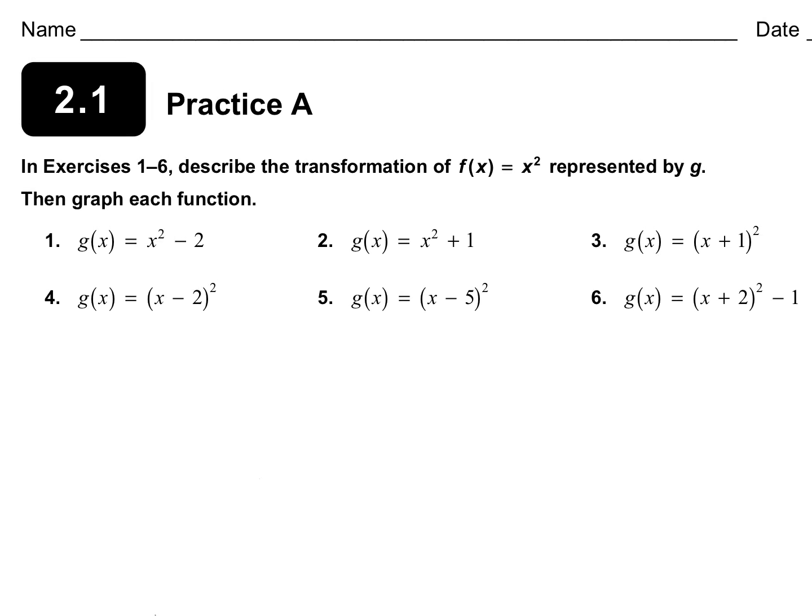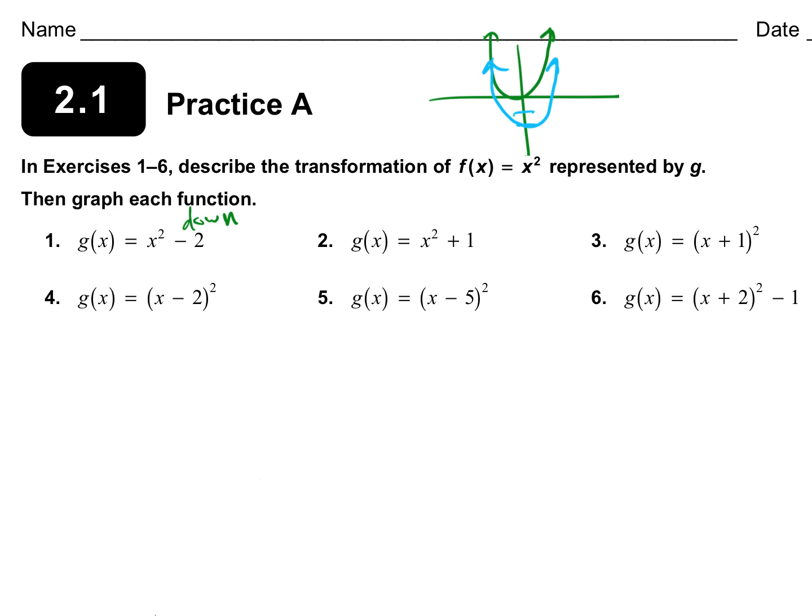So let's go through our transformations. For number 1, if we're subtracting 2 on the outside, which way are we moving? Down 2. So we would take our parent function graph and just shift it down 2. Our vertex and everything would just move down 2. So this is just like a rough sketch of the graph. We're going to be graphing more precisely on the next page, but this is how it would look.